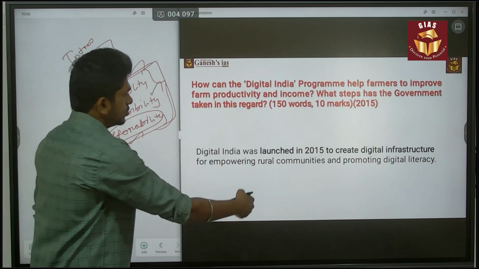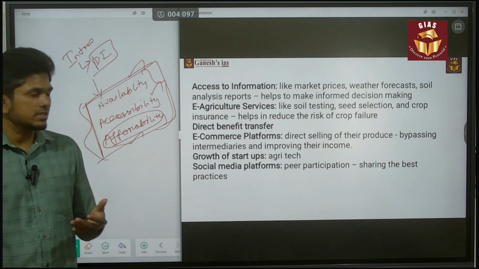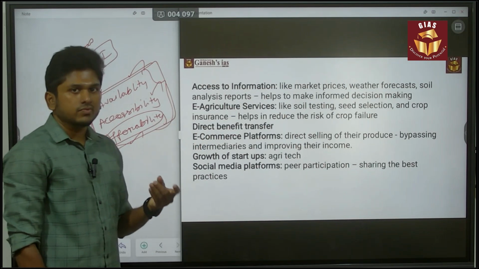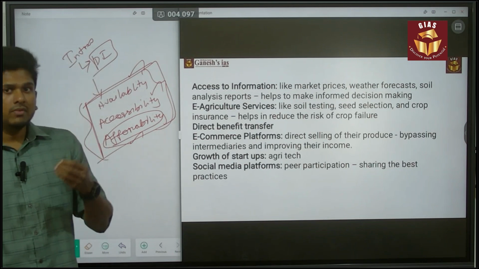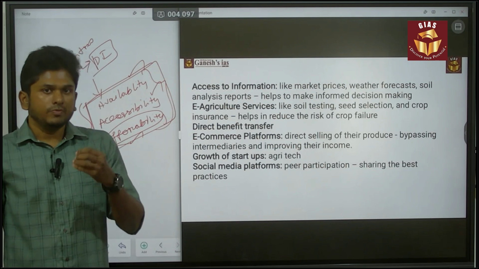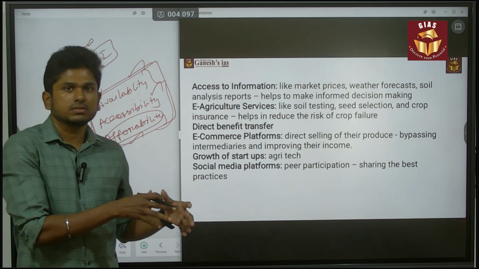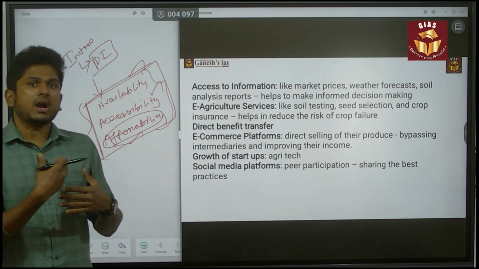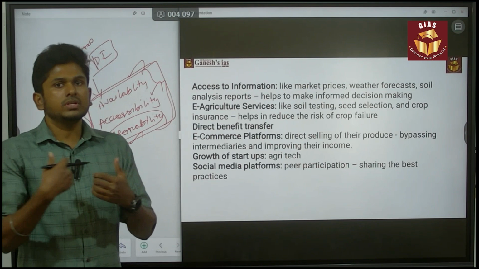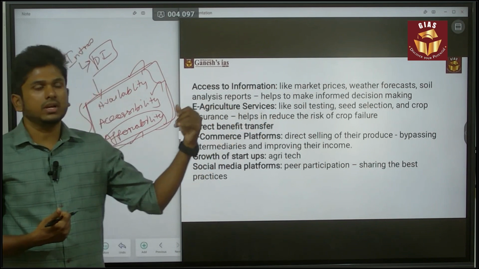Okay, now you have to address the question: how is this Digital India program going to help the farmer with income and productivity? First thing, access to information about market price, weather forecast, and soil analysis report. With that, the farmer can make informed decisions. For example, if the weather forecast says the monsoon season will have deficit rainfall in the upcoming month, I will try to irrigate my land and store water resources, because there will be deficit rain and my productivity may be affected. In that scenario, I will put in extra effort to save water to use in the land. So I will focus on the irrigation of my field. That is called informed decision making related to my farming activities.